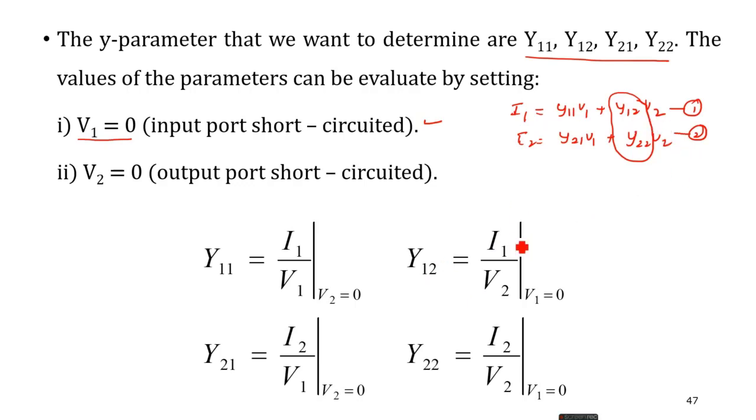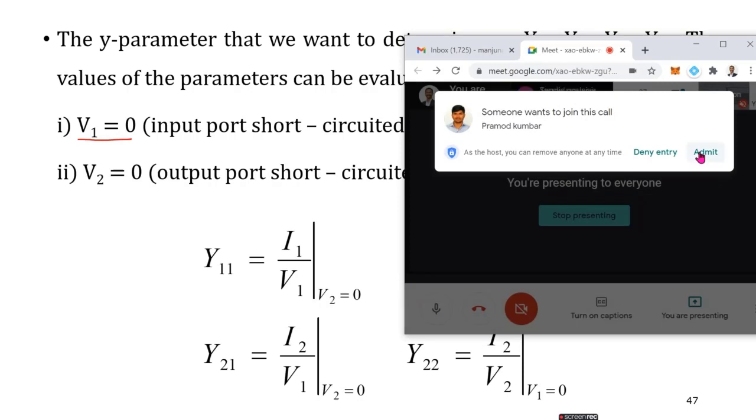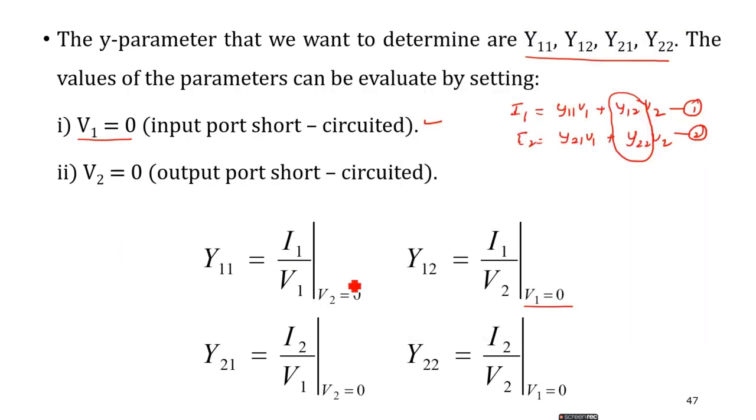We will get Y12 equals I1 divided by V2. The condition is the input port is short circuited. So from equation number 2, if V1 is 0, we will get Y22 equals I2 divided by V2, the condition being the input port is short circuited.